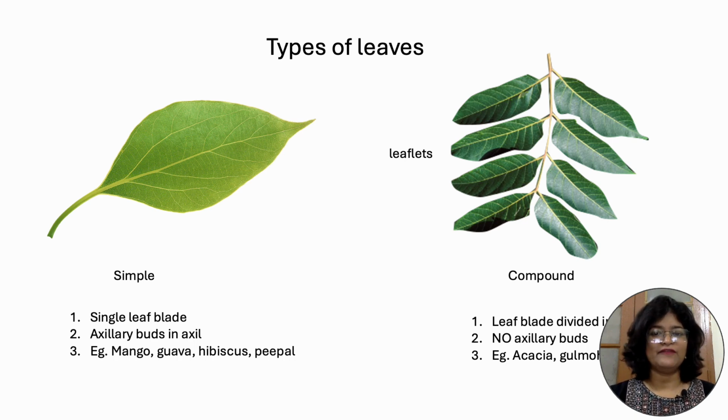A compound leaf, the leaf blade is divided into several leaflets and there are no axillary buds. Examples are acacia and gulmohar.